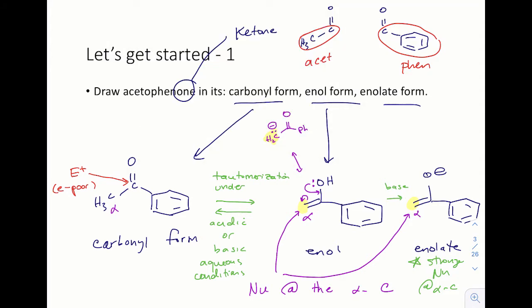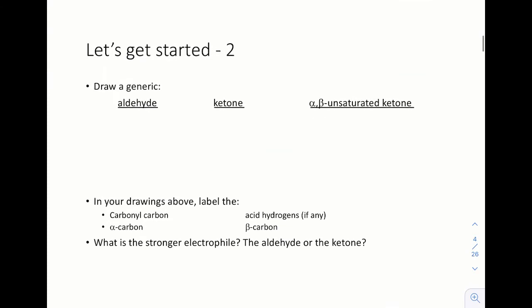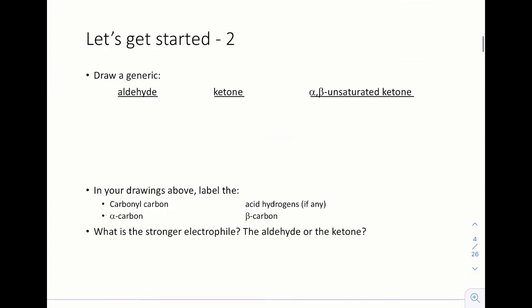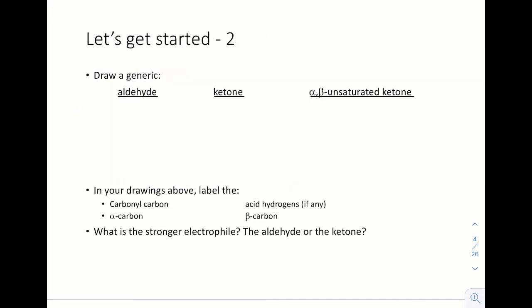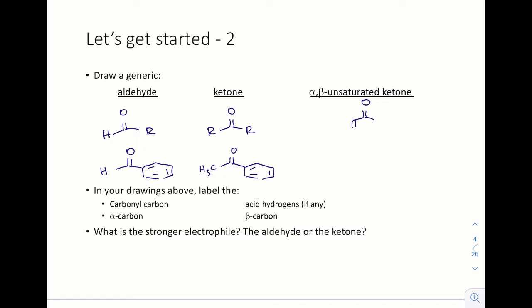Now that we have the terms down, let's keep going. We have a little more review to do. So draw generic examples of all these species, do the labeling, and then let's get going. As we know, aldehydes and ketones are carbonyl-containing functional groups. Here's the carbonyl. The ketone has 2 alkyl groups off the carbonyl carbon, whereas the aldehyde has 1 alkyl group and 1 hydrogen. The generic examples are drawn up top.